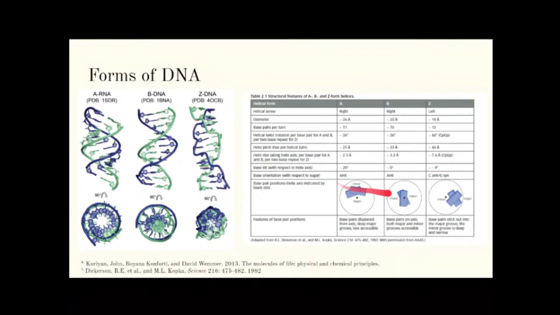So this table is a very good table that explains the differences between A-form, B-form, and Z-form DNA. I found this was helpful when I was studying it. What I'm going to bring a lot of attention to is that B-form DNA, like I said, has 10 base pairs per turn, like one complete turn of DNA.